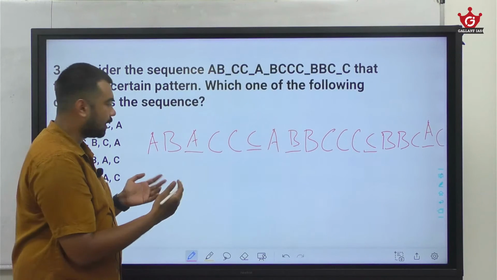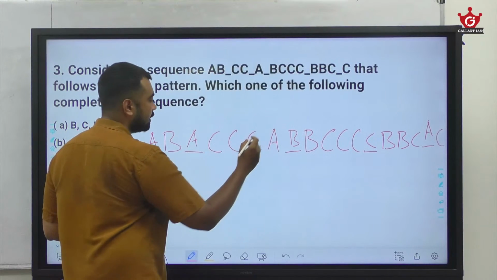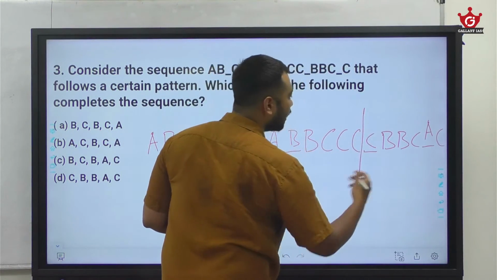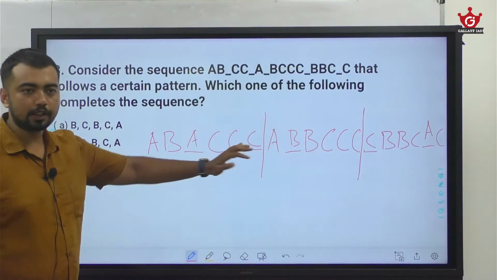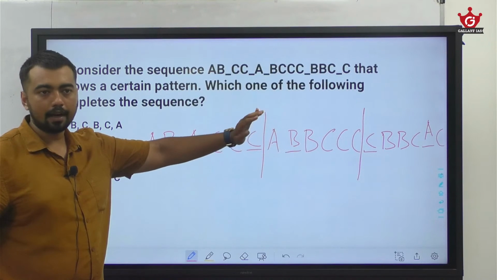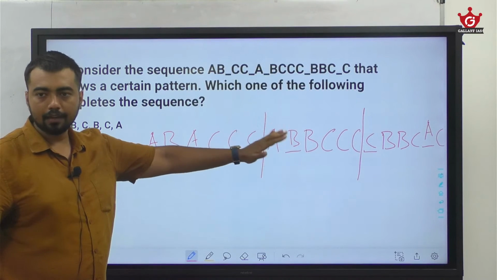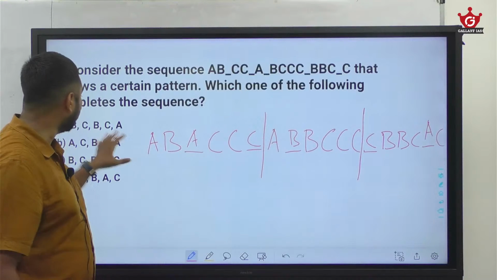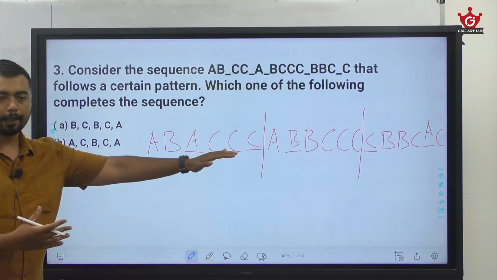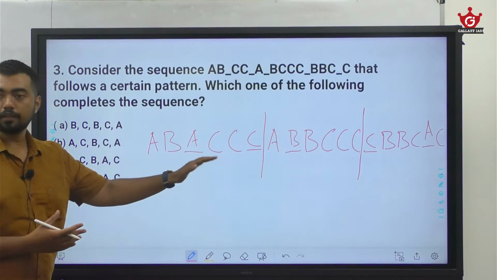Six into 3, let's try to divide. A, B, A, C, C, A, B, B, C, C. So we are unable to find a coherent pattern in this form also. Okay, we have tried the first, 18 into 1 type, 9 into 2 type and 6 into 3 type. For the first two options, we are unable to find a coherent pattern. Hence, let's go to the third option.